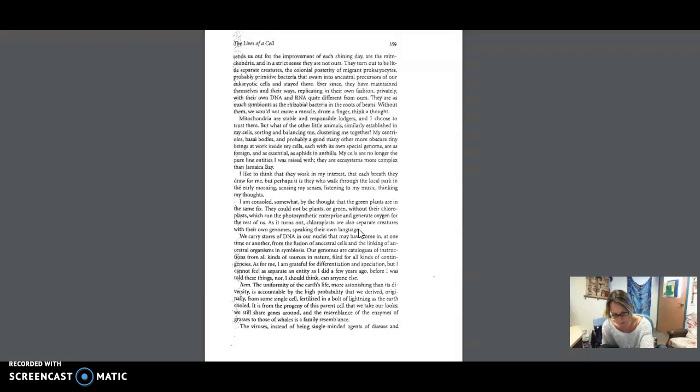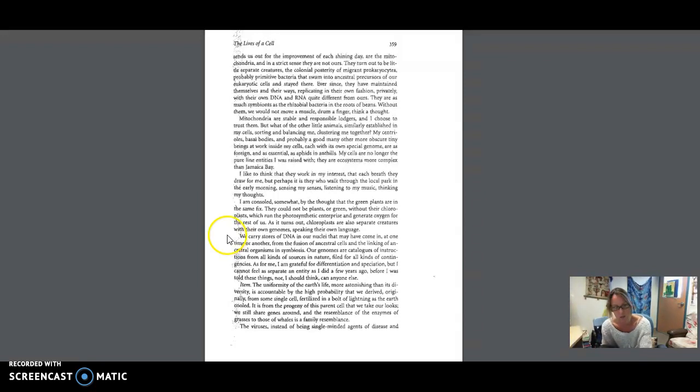As it turns out, chloroplasts are also separate creatures with their own genomes, speaking their own language. We carry stores of DNA in our nuclei that may have come in at one time or another from the fusion of ancestral cells and the linking of ancestral organisms in symbiosis. Our genomes are catalogs of instructions from all kinds of sources in nature.